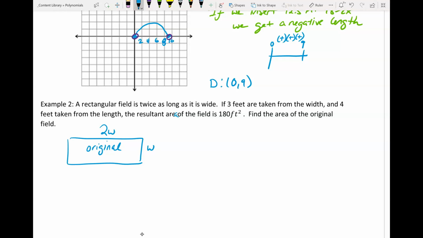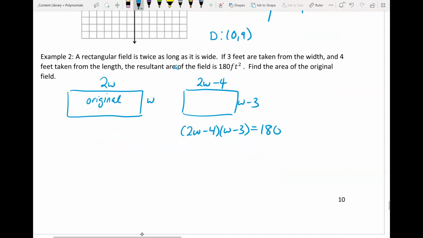And we're going to use information about this new one, which I can draw. It's going to be a smaller one, because you're going to take 3 feet from the width and 4 feet from the length. So if I want to find the area of this, it is 2W minus 4 multiplied by W minus 3, and this should be equal to 180. So that's length times width is our area.